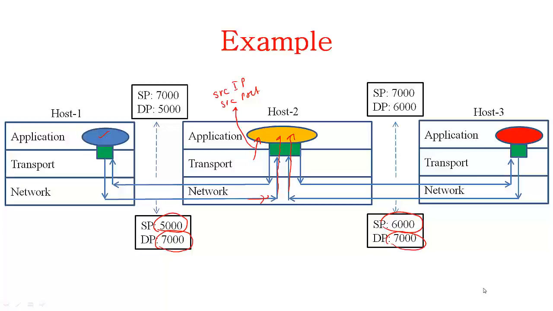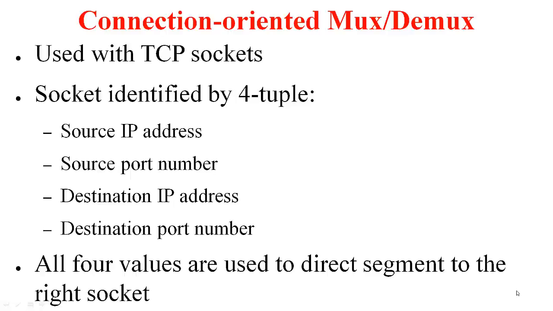So what we have seen so far is connectionless multiplexing, demultiplexing. There is connection-oriented multiplexing, demultiplexing as well. This is used with TCP sockets. In this case, a socket is identified by a four-tuple. Here you take into account the source IP address, source port, as well as the destination IP address and destination port. So when you get a segment, you use all these fields to direct it to the right socket.